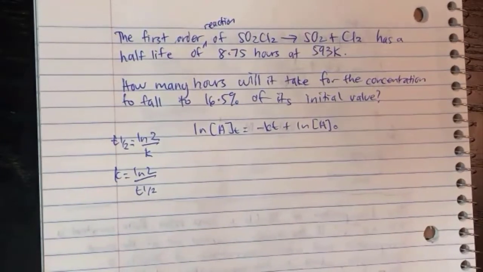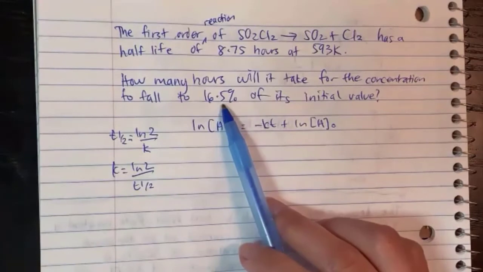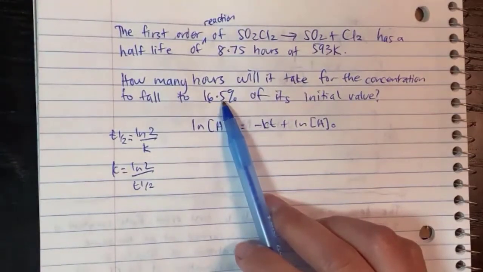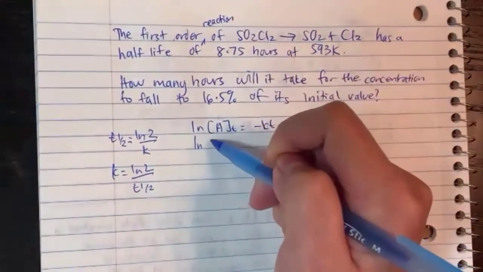The next question after this, we'll do something worded a little differently, and you just have to remember you have to read the questions carefully. ln At is the concentration at that particular time. So they're saying, what time will it be before it falls to 16.5%, right? Because it says 16.5 of its initial. So I'm going to put 16.5 here.